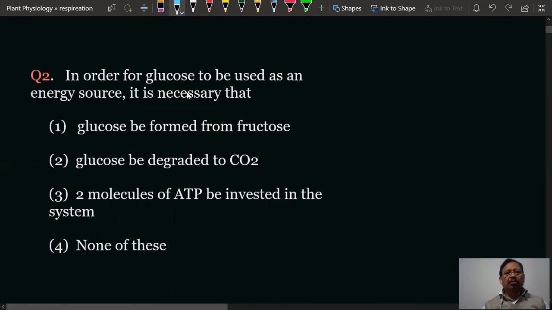Question 2. In order for glucose to be used as an energy source, it is necessary that option 1, glucose be formed from fructose, option 2, glucose be degraded to carbon dioxide, option 3, 2 molecules of ATP be invested in the system. This is the correct answer, that at the beginning of respiration, which is with glycolysis, glycolysis begins with a double phosphorylation in which 2 molecules of ATP are consumed.